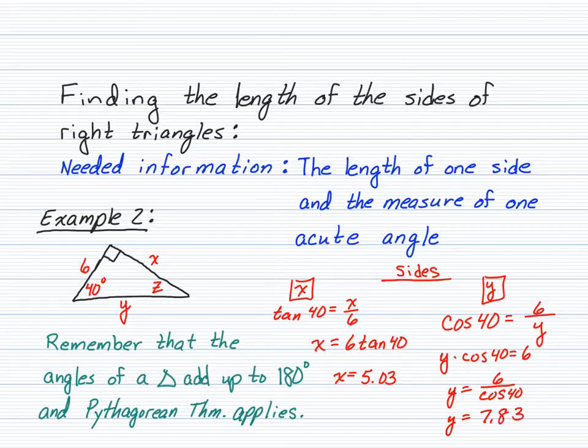7.83. And we also need to find z, which we can find using the property that angles of a triangle add up to 180. Now, we are only dealing with right triangles in this section, which means if this angle is 90, these two angles that are the acute angles have to add up to 90, because 90 and this 90 would give us 180. Well, that just tells us that z would have to be 50 degrees.